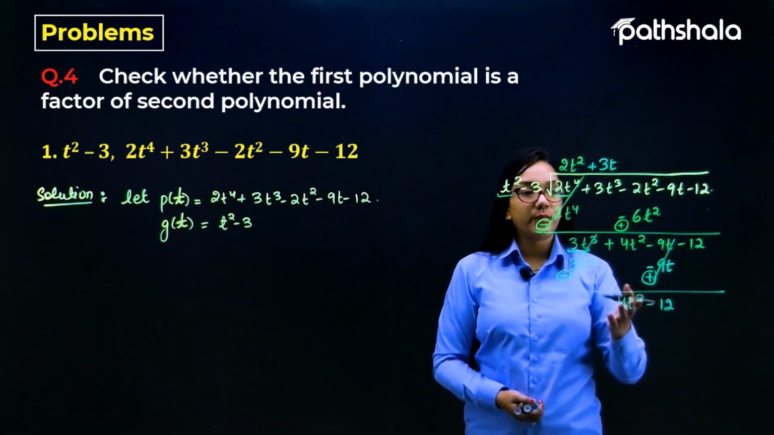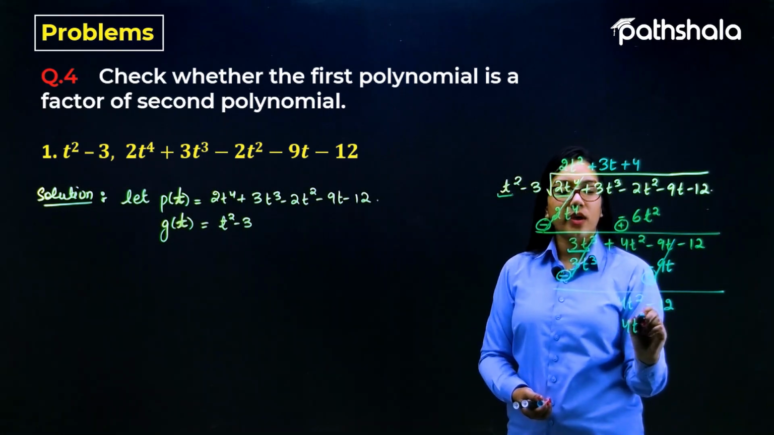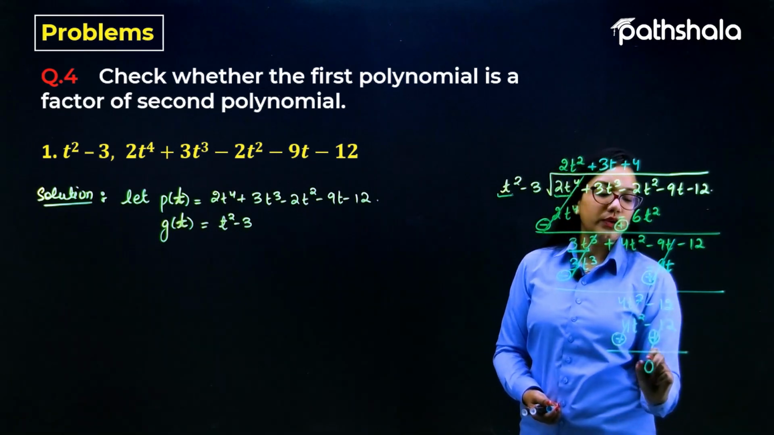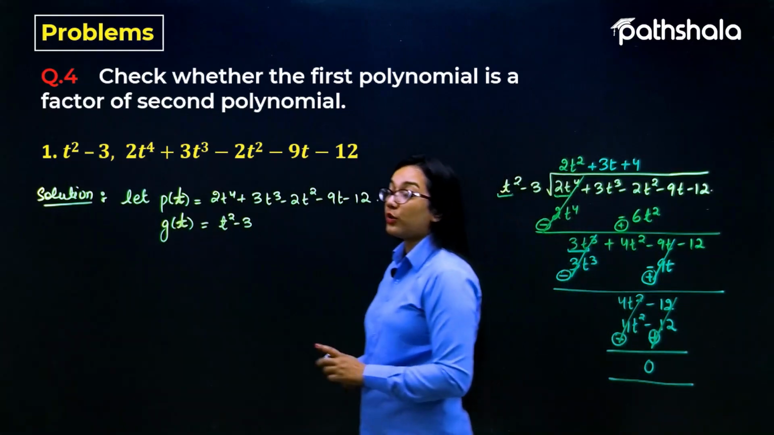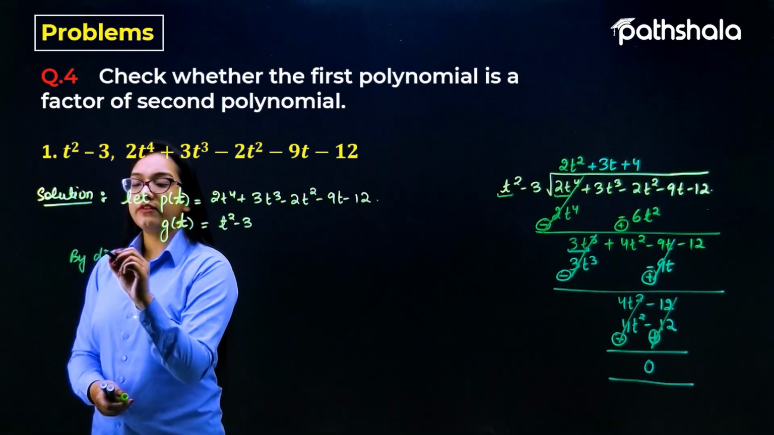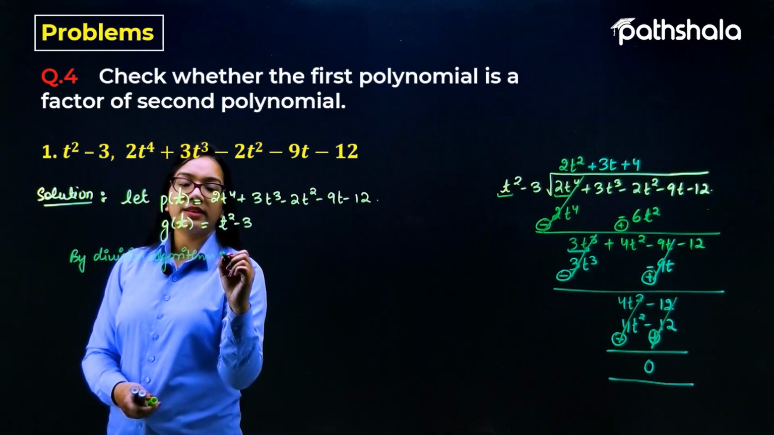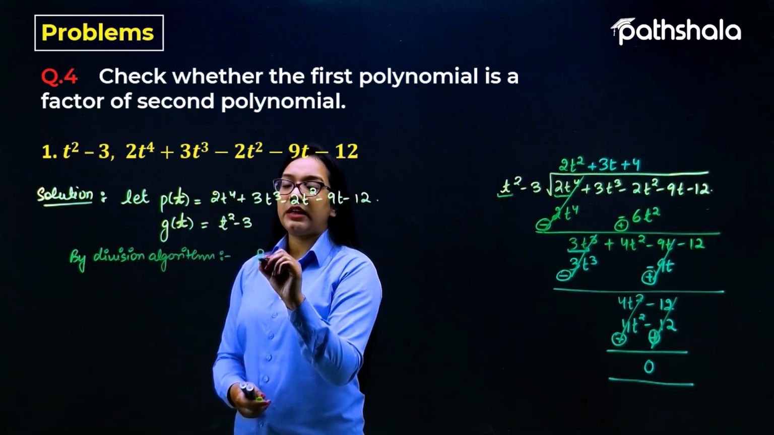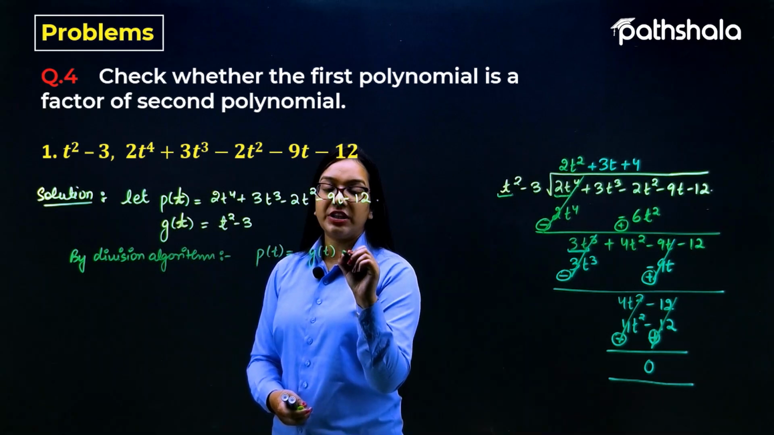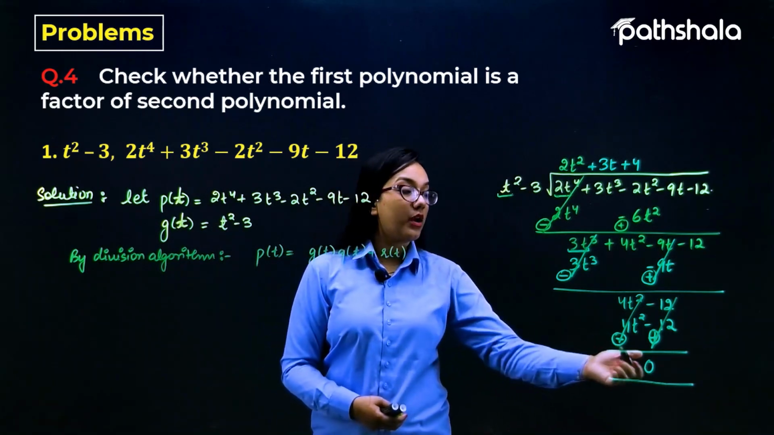Again, both of the degrees are equal to each other, so let's divide the very first term again. We have 4t square minus 12, and at the end we get the remainder equal to 0. Whenever the remainder is equal to 0, it means that g(t) is a factor of p(t). By the division algorithm, p(t) is totally divisible by g(t), because it can be represented as g(t) times q(t) plus r(t), where the remainder comes out to be 0.